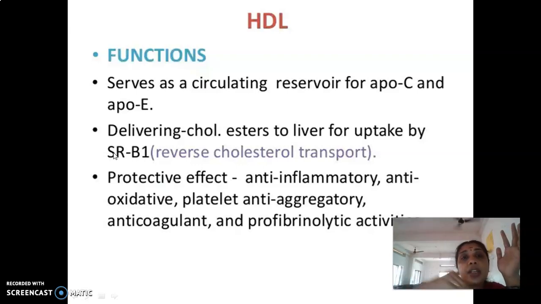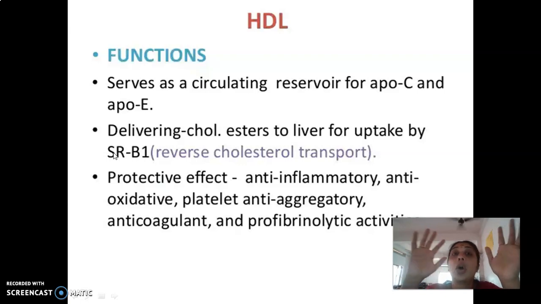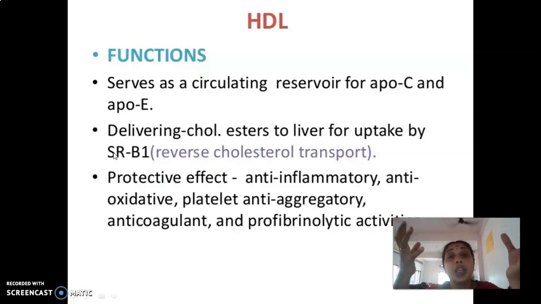Again during the course of their journey, this HDL will come across all the other lipoproteins, VLDL, IDL, LDL, right? So what does HDL do? When they come across the other lipoproteins, the cholesterol esters will be slowly released to the other lipoproteins along with ApoC and ApoE. So the quantity of the cholesterol esters in the HDL will get reduced. When these cholesterol esters are given to the other lipoproteins, that is VLDL, IDL, LDL, what do they do?